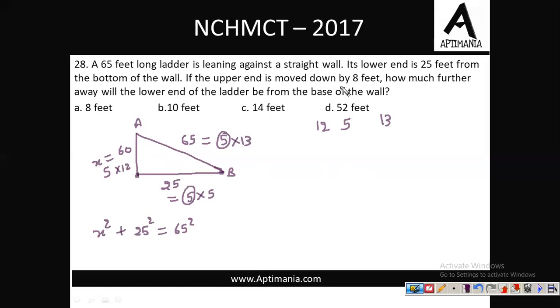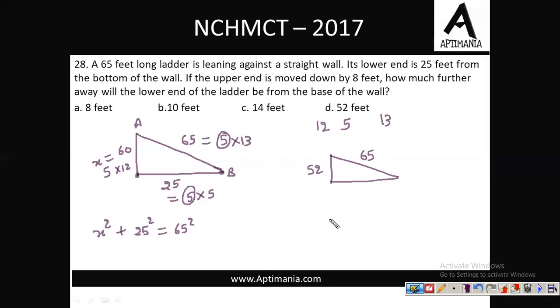Okay. Now what happens is that the upper end is moved down by 8 feet. Now जब ये height 60 थी, अब ये height reduce होकर कितना हो चुका है? 60 से reduce होकर ये 8 feet से नीचे आ गया है. तो now this height becomes 52. Fine. अच्छा ये जो length of ladder है, that will remain the same. वो छोटी बड़ी नहीं होगी ना? That is 65 only.